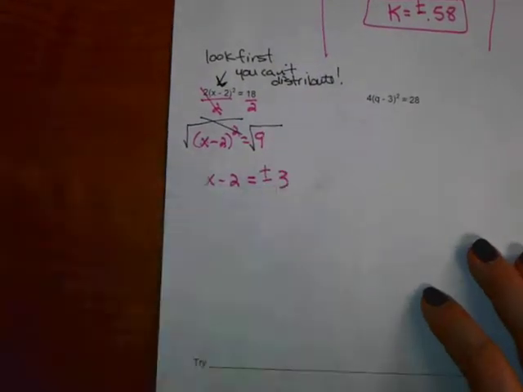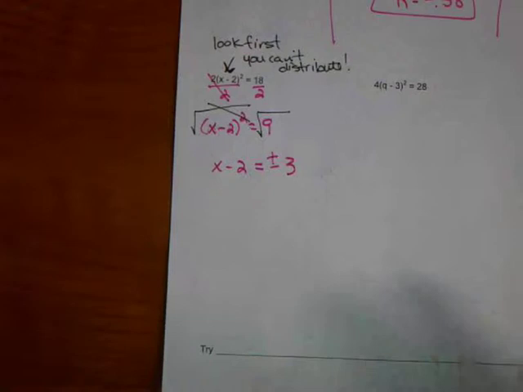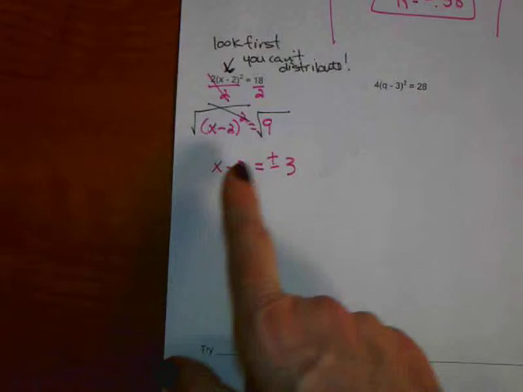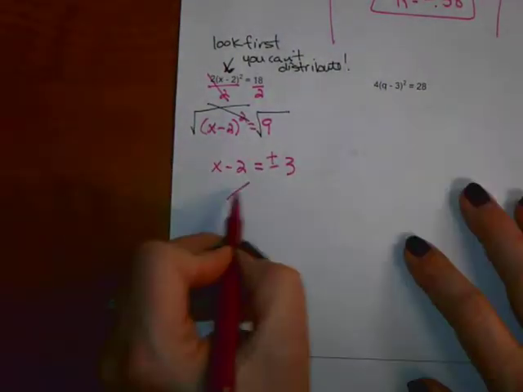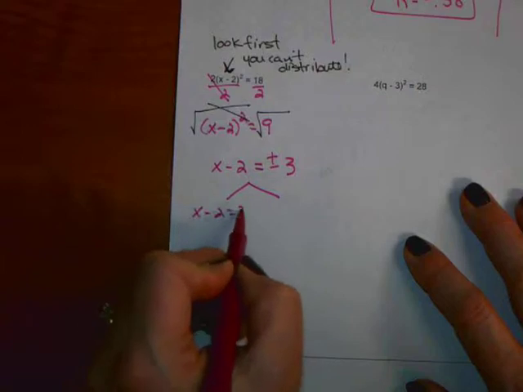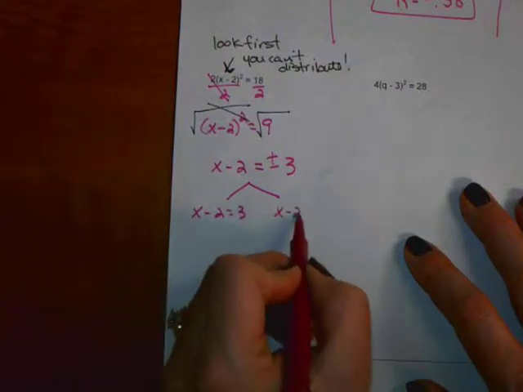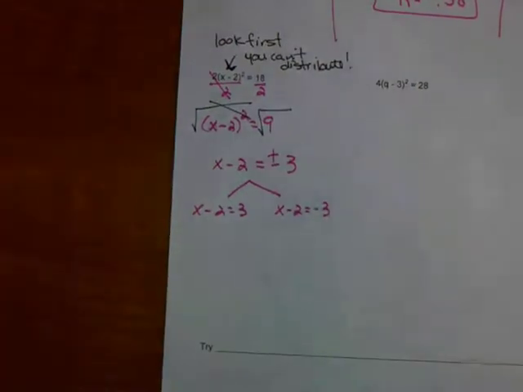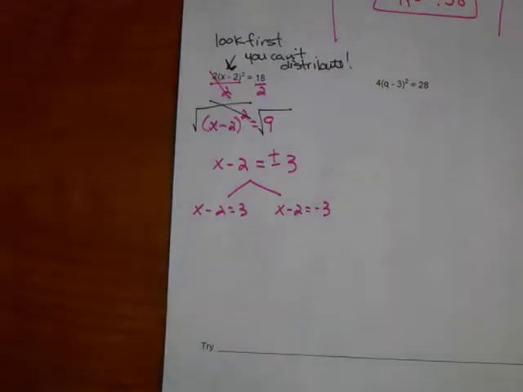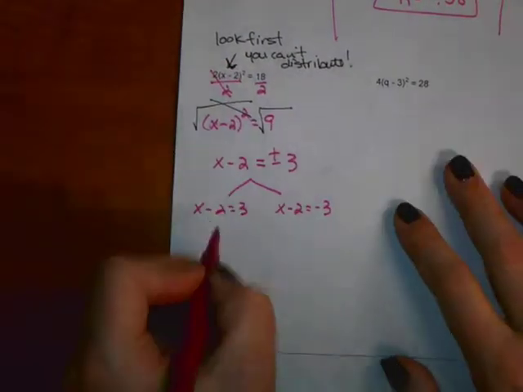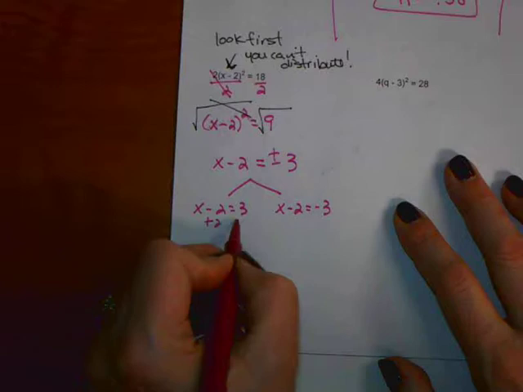plus or minus 3. So this is where it gets a little odd. This is just a little kind of a new thing here. Okay, so this says to me that x minus 2 equals positive 3 and x minus 2 equals negative 3. So I'm going to set them up separately. That's positive 3 and this is negative 3. There's 2 values of x that are going to be a solution for this equation. 2 values.